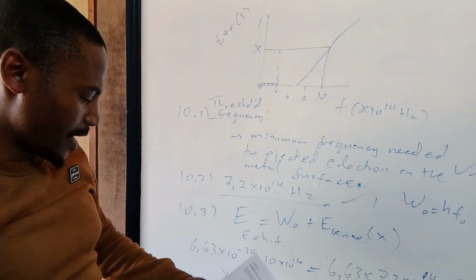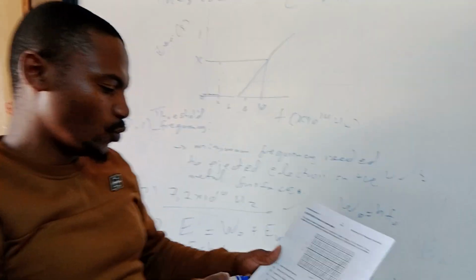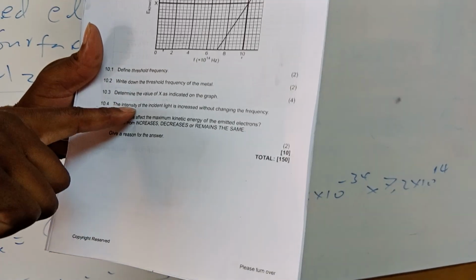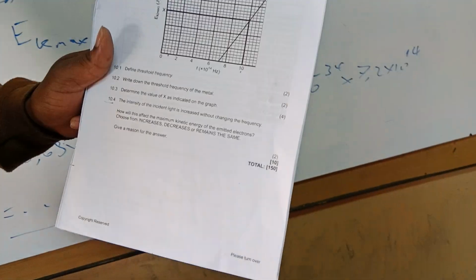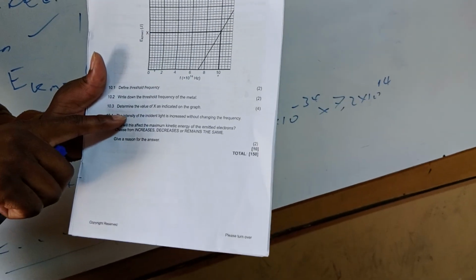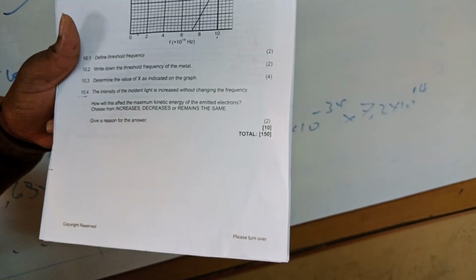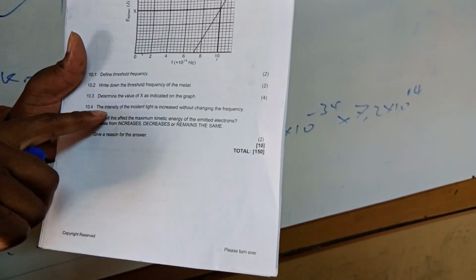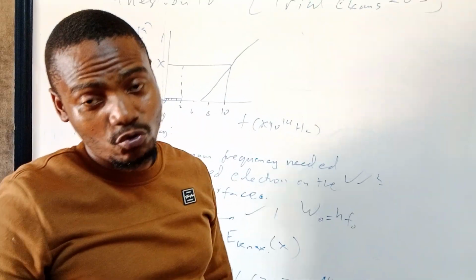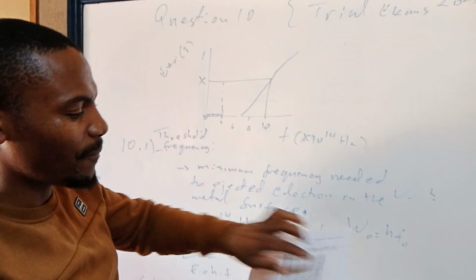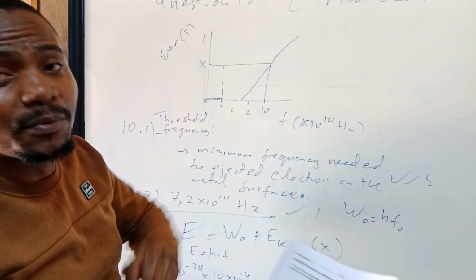That's up to you. Now let's move on to 10.4. In order for you to understand 10.4, the concept of intensity and frequency, when they say the intensity is increased and the frequency remains the same, and the frequency is increased and the intensity remains the same, I will talk to you about that on the next episode. For today, I just wanted to show you how to apply the graph I've previously explained.